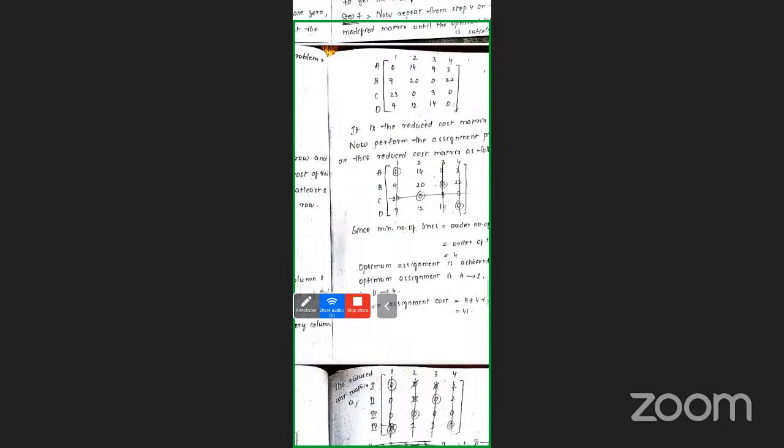These are the assignment problems. Here we can write the assignment: A is assigned to 1, B is assigned to 3, C is assigned to 2, D is assigned to 4. These are the marked zeros. The total optimum assignment cost is 4 plus 8 plus 19 plus 10, which is 41. This is the answer.